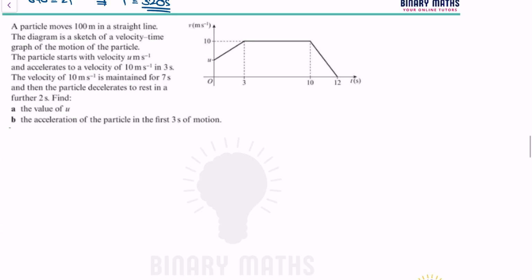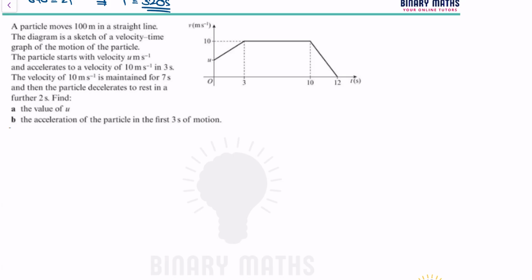Okay, next question. A particle moves 100 meters in a straight line. The diagram is a sketch of a velocity time graph of the motion of the particle. The particle starts with a velocity of u meters per second and accelerates to a velocity of 10 meters per second in 3 seconds. The velocity of 10 meters per second is maintained for 7 seconds, and then the particle decelerates to rest in a further 2 seconds. Find the value of u.